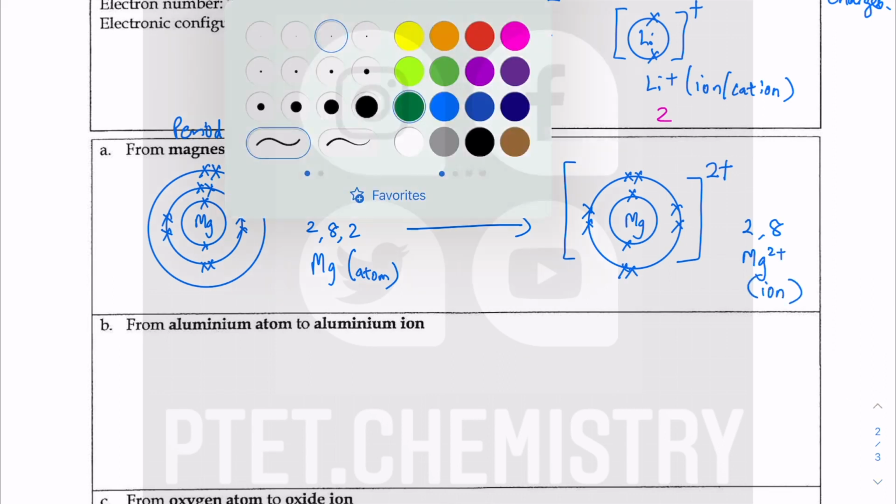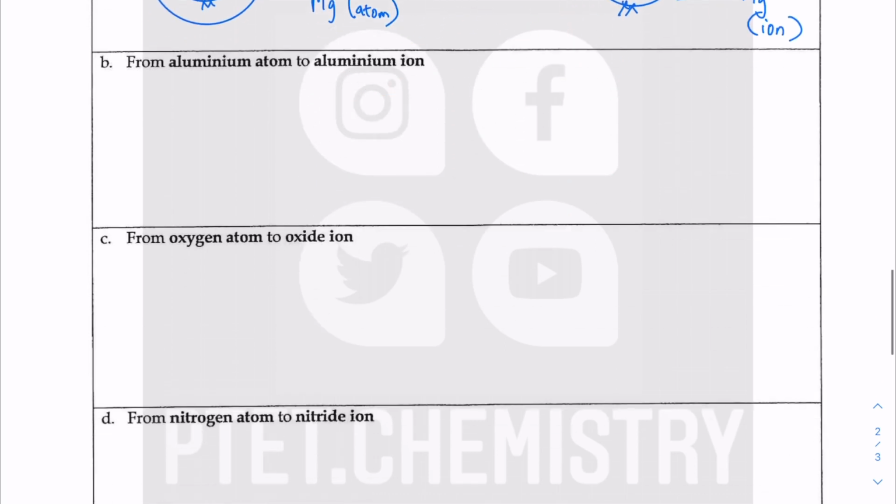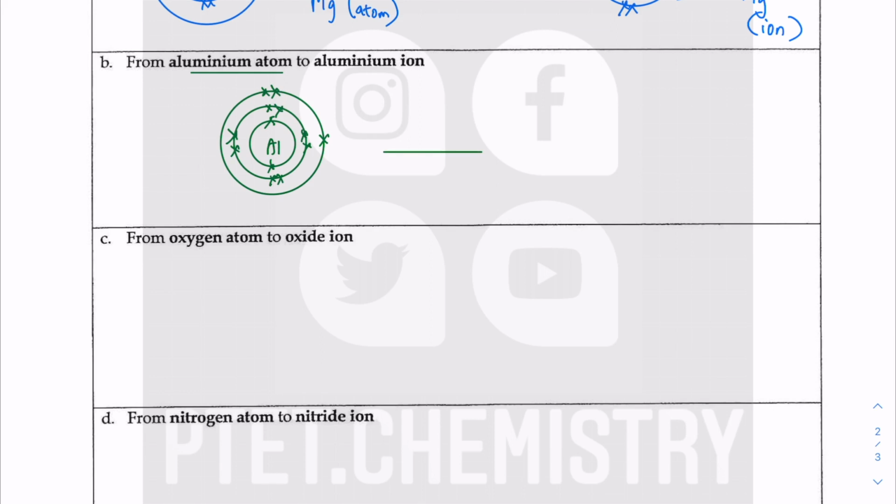Alright, moving on to the next one, which is also a metal. This is aluminium atom. A lot of this exercise seems repetitive. Aluminium is a third period element and it's in group 3. So aluminium, big A, small l: 2 in the first shell, 8 electrons in the second shell, and now 3 electrons in the outer shell. This is aluminium atom, so it's 2,8,3.